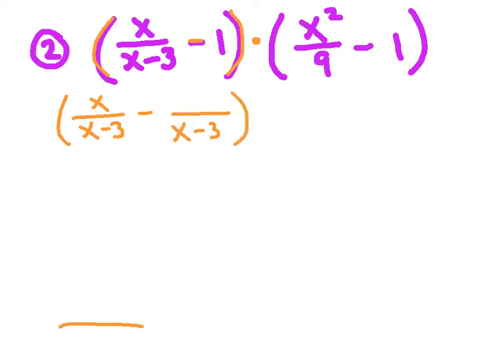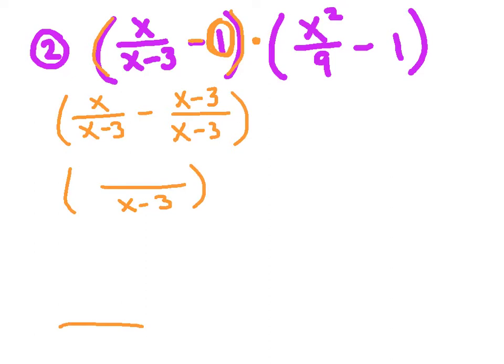So what's going to happen is that the second term right here is going to turn into x minus 3 divided by x minus 3, which I think you'll agree is equivalent to a 1. It certainly looks a lot different now. And then to subtract those 2 fractions, my denominator stays x minus 3.